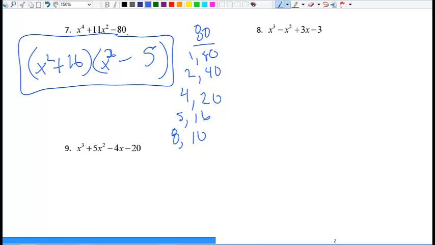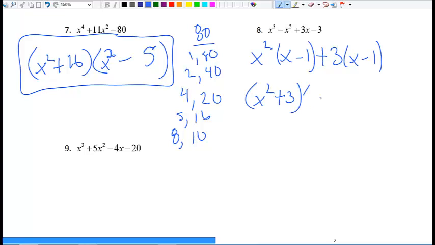All right, number 8 is definitely looking like a factor by grouping. Looking at the first two terms, I can take out an x squared. That'll leave me with an x minus 1. And the last two terms, I can take out a 3, which also leaves me with an x minus 1. And then grouping them up, I get x squared plus 3 and x minus 1.